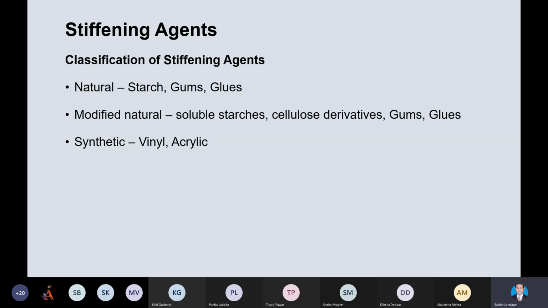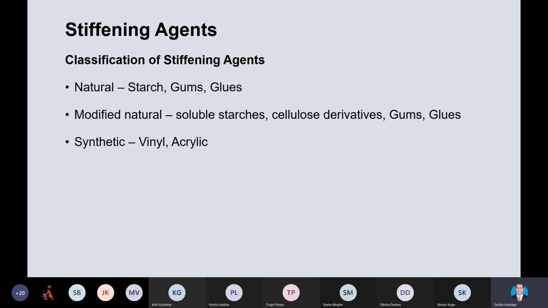In the case of gums, we have gum Arabic, gum Karaya, gum Tragacanth, guar gum. Likewise, various gums we can use. In glues, we can use casein, gelatin, albumin. Likewise, various types of natural glues also we can use.